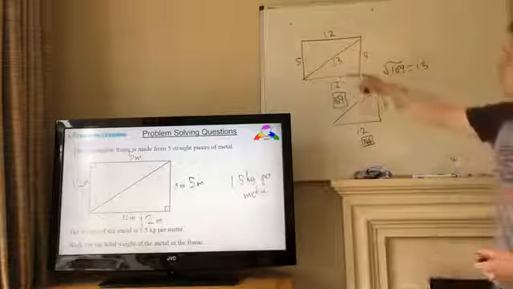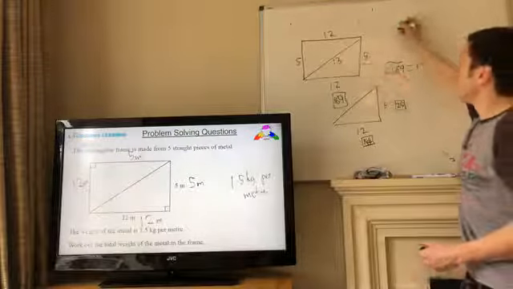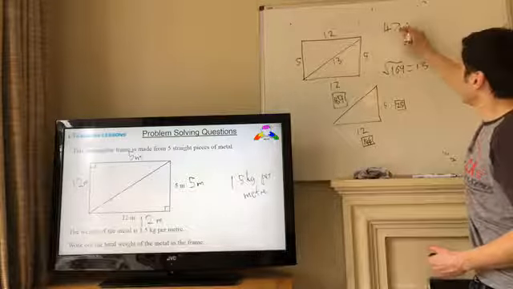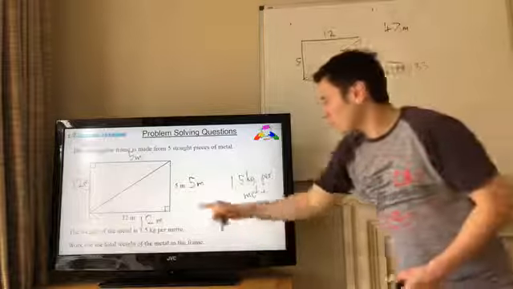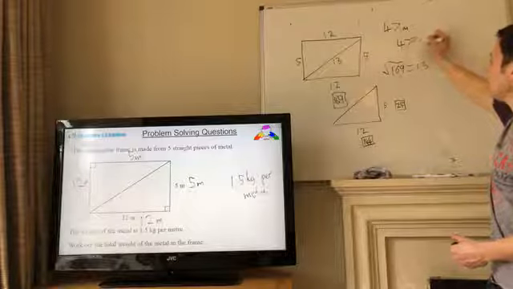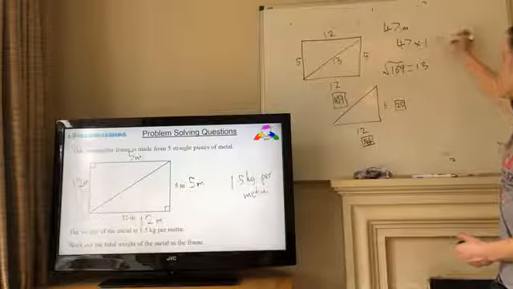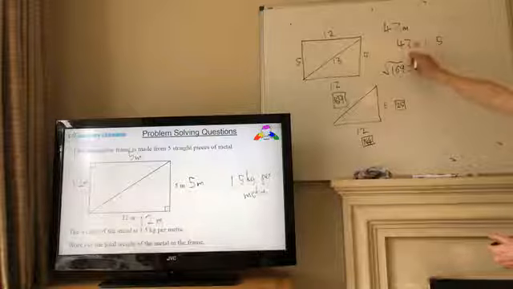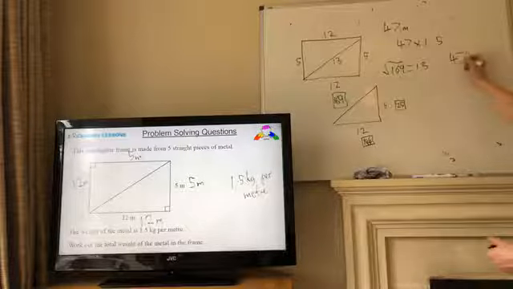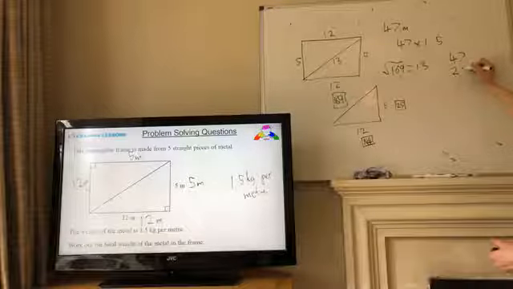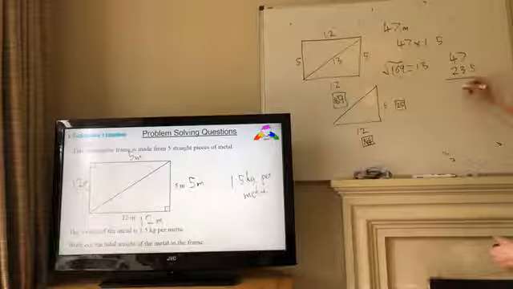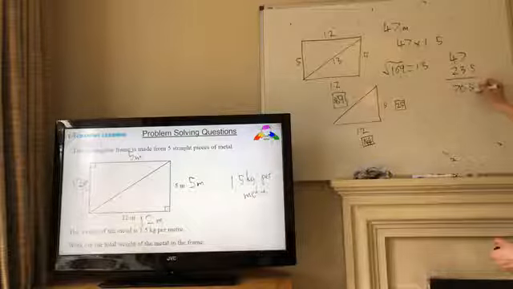And 13 gives me 24, 34, 47 metres. So it's 47 metres. I then know it's 1.5 kilograms per metre. So I need to do 47 times 1.5, which is going to be 47 plus half of 47. So that's 47. Plus half of 47, which is 23.5, gives me a total of 70.5 kilograms.